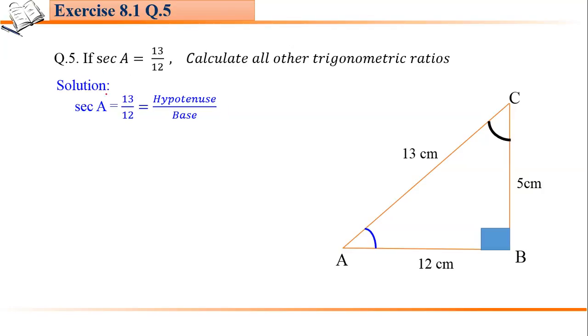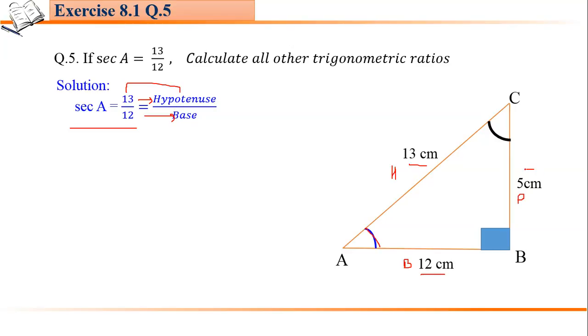We are given that secant A is equal to 13 upon 12, and we know that secant A is equal to hypotenuse upon base. So from here we can say that 13 is the value of the hypotenuse and 12 is the value of the base. So this is our angle A. The side opposite to this angle will be our perpendicular, this will be our base, and this will be our hypotenuse, because this is opposite to the right angle. So here we are given the hypotenuse is 13 and the base is 12.